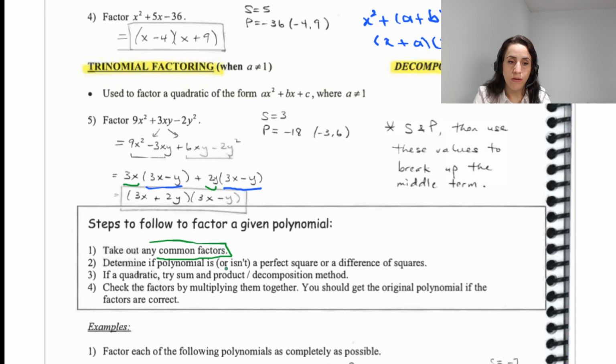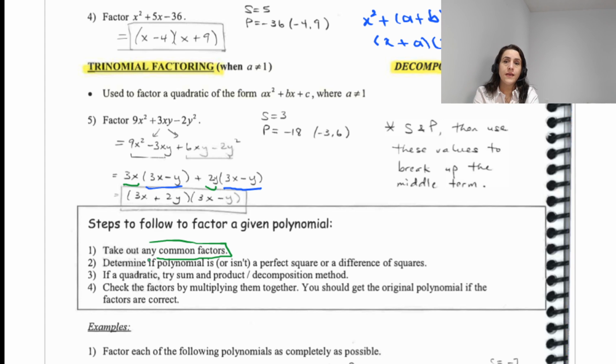Determine if the polynomial is a perfect square or difference of squares. Then, the first step, common factor. After that, we are going to check if it's a perfect square or difference of squares. If it is not, then we are going to check the sum and product, if the a is 1 or if the a is not 1. And sometimes for step 2 or step 3 we do not have a perfect square, difference of squares, or sum and product formula.